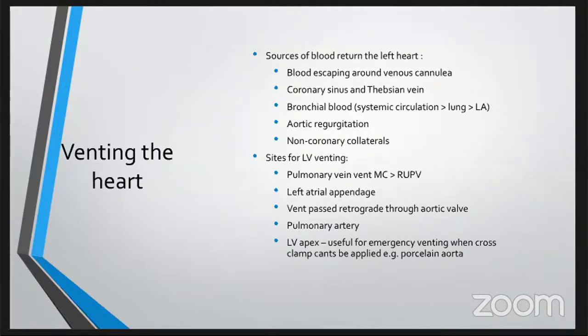So what are the sites for LV venting? Usually the right superior pulmonary vein, we can put it through the left atrial appendage, or by passing the vent retrograde through the aortic valve, or we can utilize the pulmonary artery and, rarely, the LV apex. It's useful for emergency venting when the cross clamp cannot be applied.